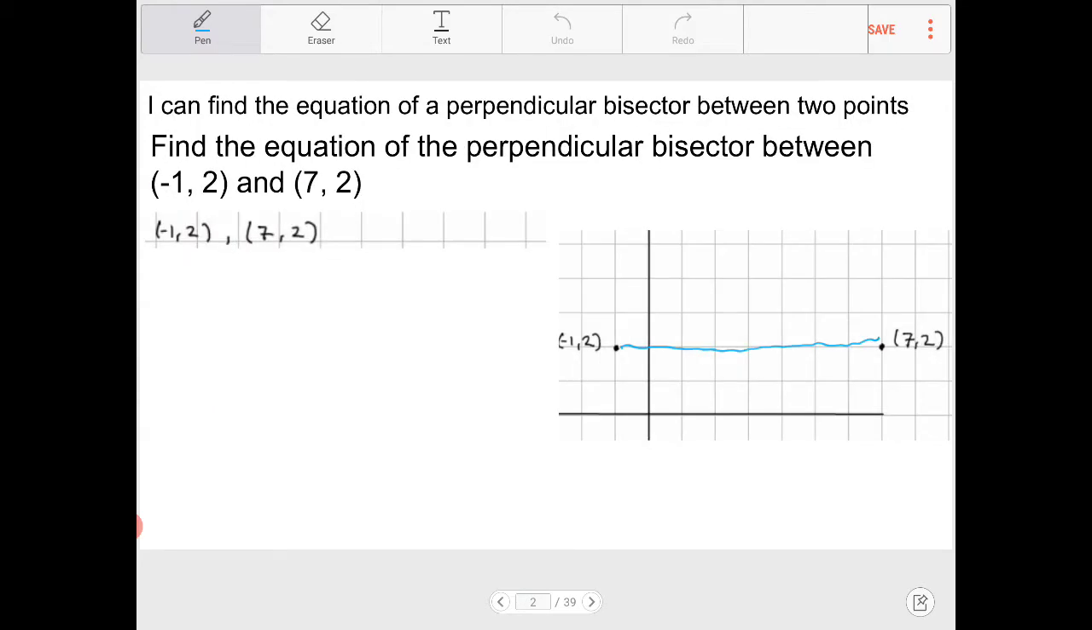Right now you're asked to find the equation of the perpendicular bisector to the 2 points (-1, 2) and (7, 2). I immediately notice that when plotted on a coordinate grid, pause the video if you can to see if you can answer this question on your own.